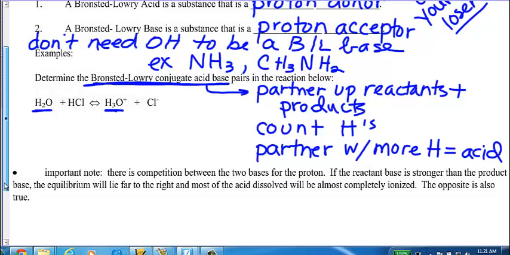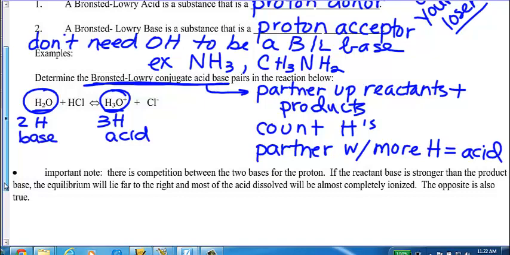So after we partner them up, we count the hydrogens. This has 2 H's. This has 3 H's. The more H's you have, you are an acid. So this is the acid, and this is the base. And since this is a reactant, we just call it base. Since this is a product, we call it the conjugate acid.